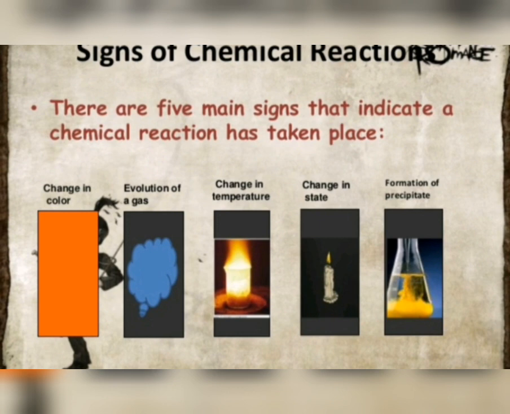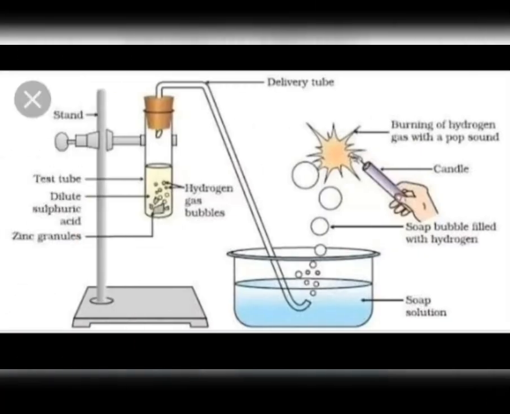For example, if on mixing two substances, gas is evolved, then we can say that a chemical reaction has taken place. So let's now give examples to show all the characteristics of chemical reactions one by one. Okay, so let's start with evolution of a gas.